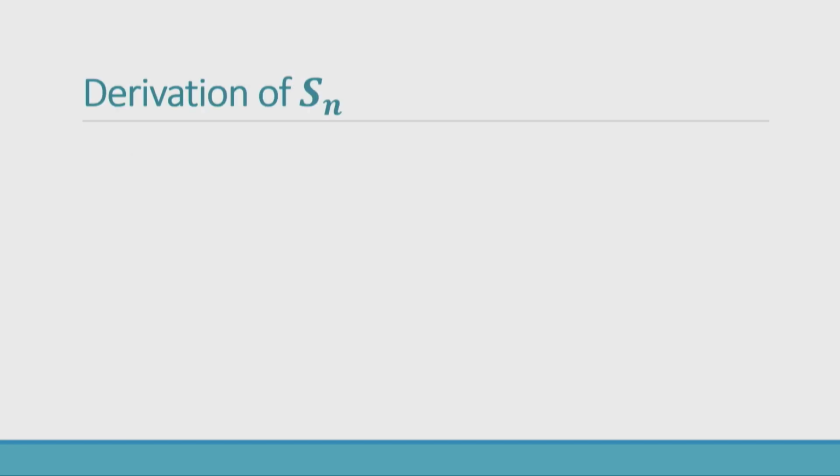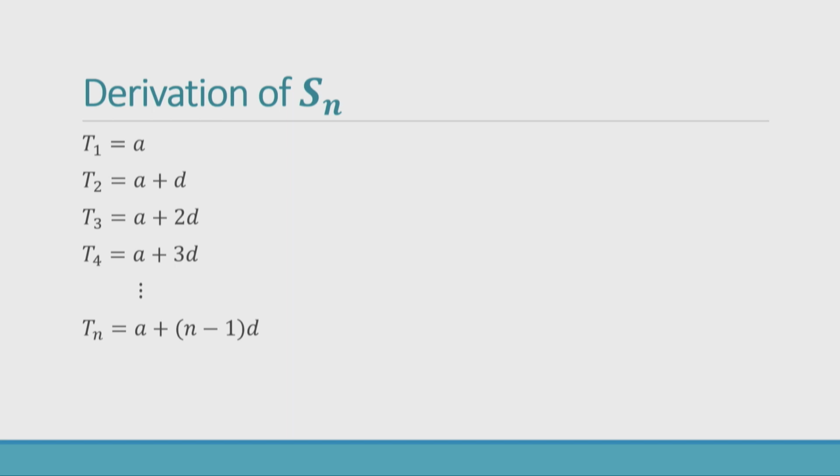Let us try to derive the formula for Sn. You will recall that T1 is a, T2 will be a plus d, T3 will be a plus 2d, T4 will be a plus 3d, and so on. The expression for Tn was a plus (n minus 1) into d.